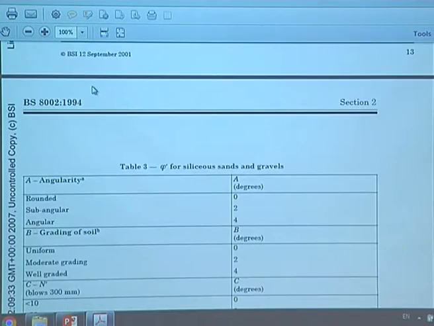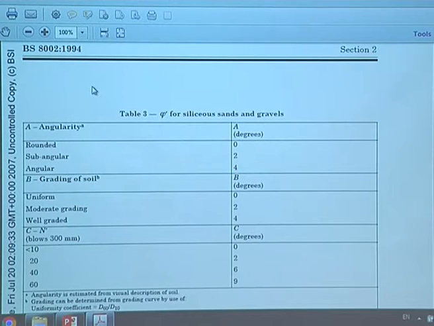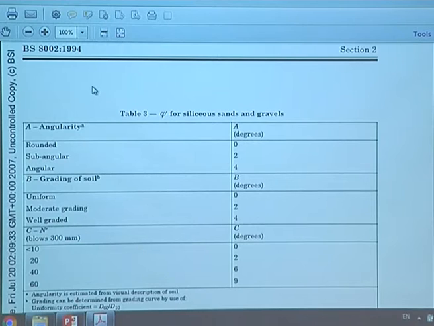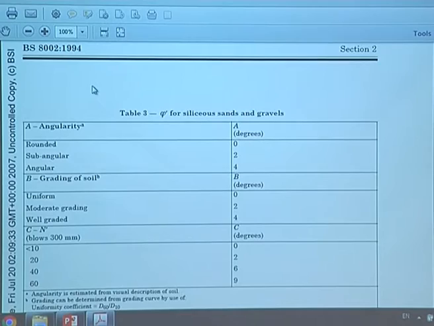And then they give you, for example, this is A, B, and C. So these are, for example, angularity for rounded, subangular, and then angular. If the soil is very angular, you can add 4 more degrees to your critical state. And if the soil is very well graded, you add another 4 more degrees. But that is still critical state. Then you say, okay, what about the peak angle of friction? The peak angle of friction depends on your SPT. If your SPT blow count is very low, your sand is very loose, you don't add anything. If it is high, you add additional degrees.